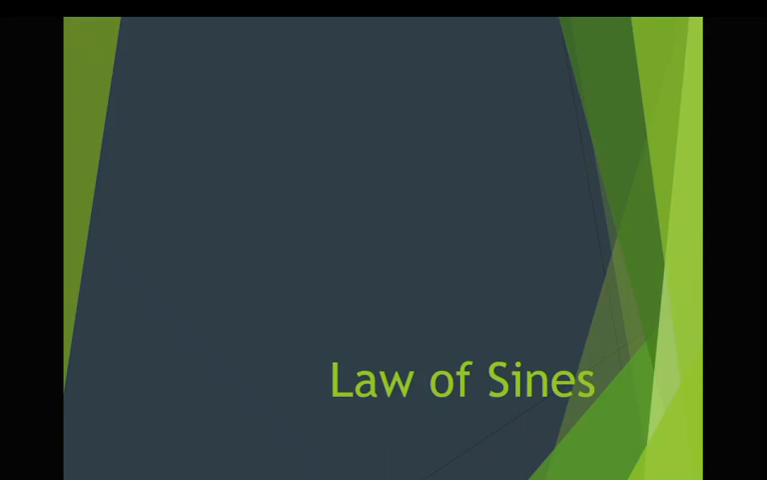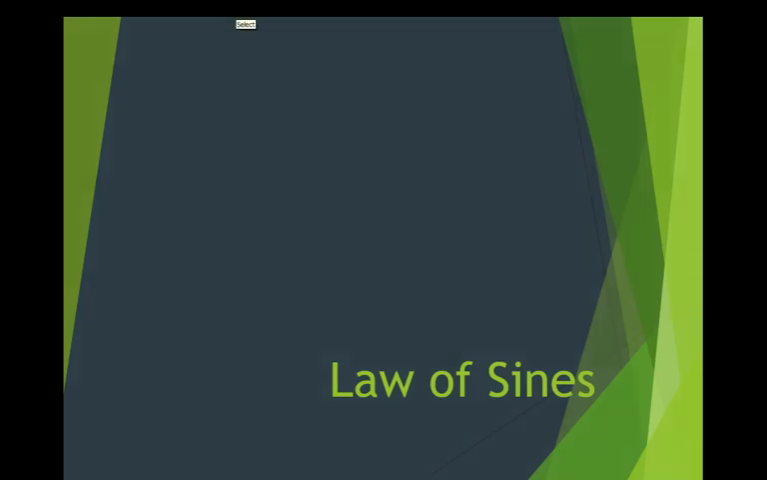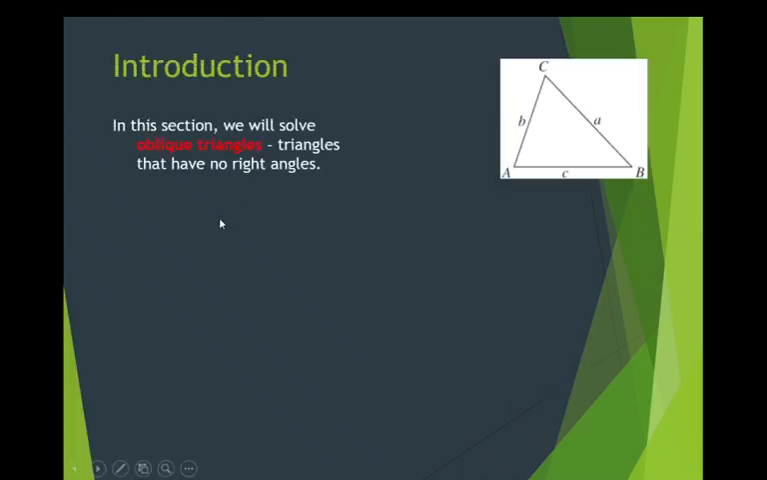So today we're starting with the law of sines. Basically, law of sines is SOHCAHTOA for oblique or non-right triangles. Okay, so let's look at some of the necessary information that you need to know before we get started. So we're going to start solving oblique triangles, which are triangles that have no right angles.